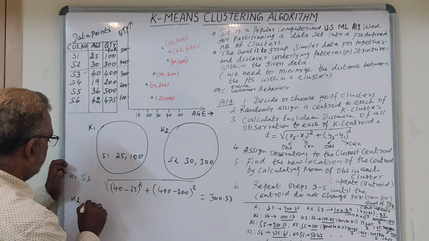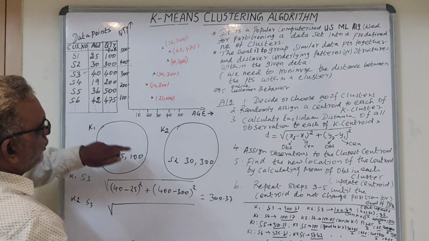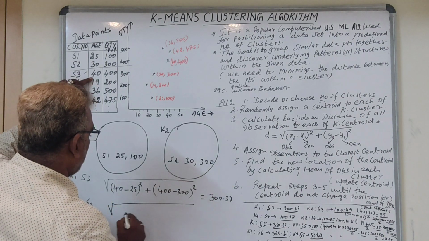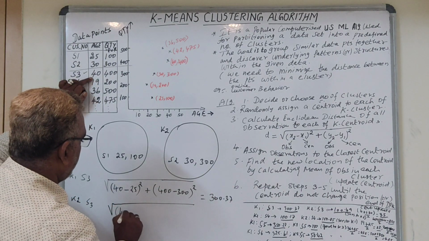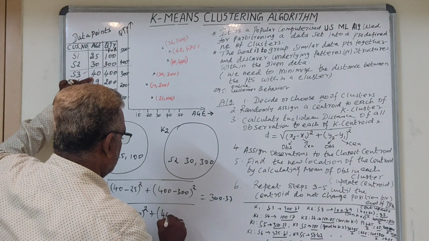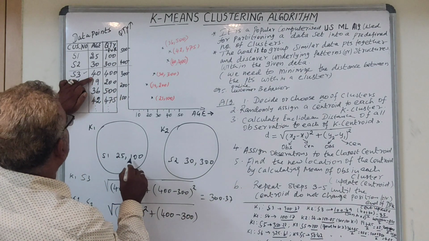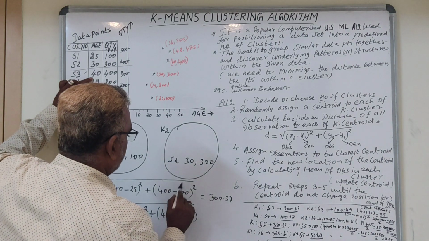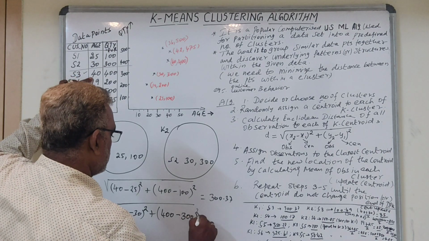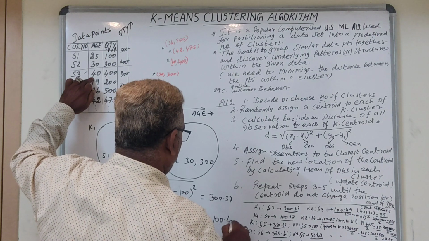Similarly for K2, calculate the value for S3. For the same point, you have to use the other centroid. It is (40 minus 30) whole square plus (400 minus 300) whole square. But previously it should be 100, sorry. It should be 100 here, so the answer is 300 squared. So this value is equal to 100.49.